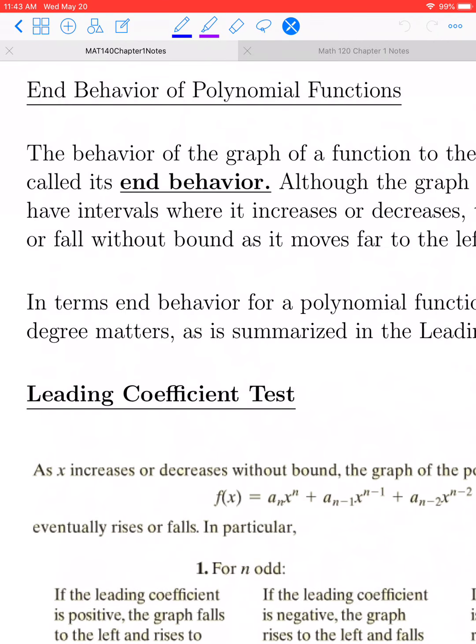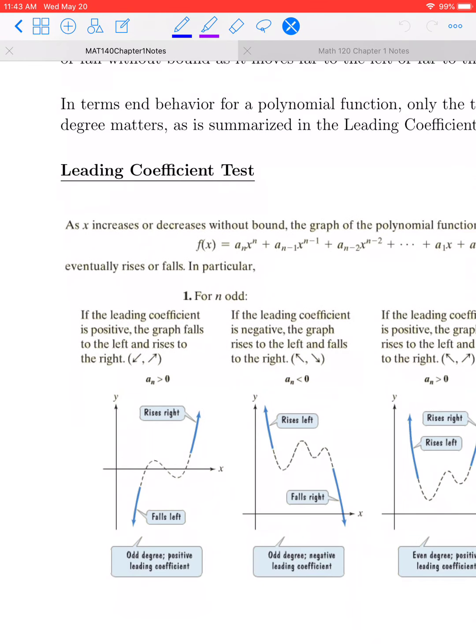One of the things that's going to be important for us is to be able to determine what's called the end behavior of the polynomial. And this discusses what the function values of the polynomial do as the independent variable x increases without bound, either positively or negatively. And this is summarized with what's called the leading coefficient test. In general, there's going to be 4 different cases here. You have 2 cases for whether the leading exponent is even or odd, and then 2 cases for whether the leading coefficient is positive or negative.